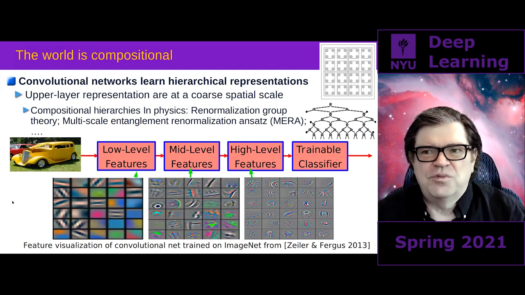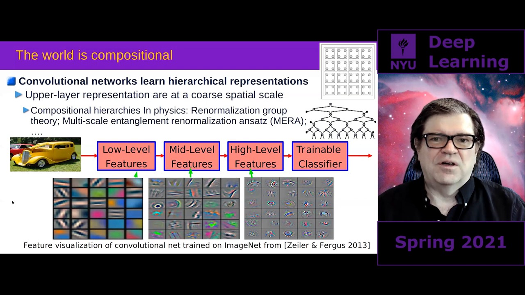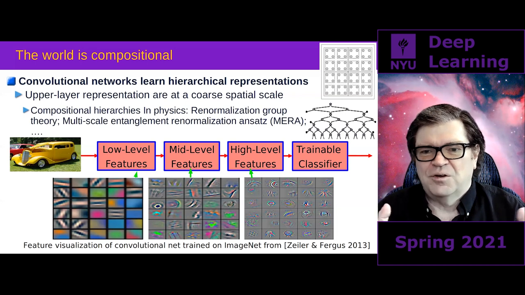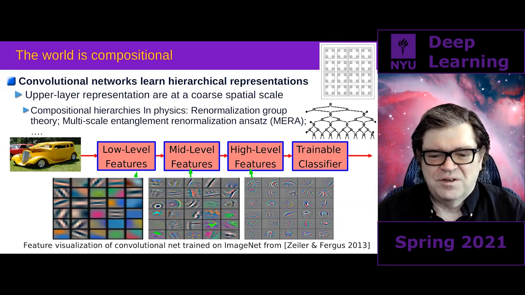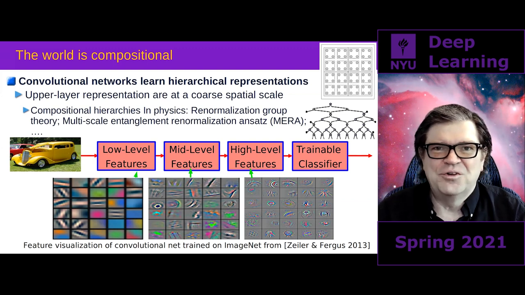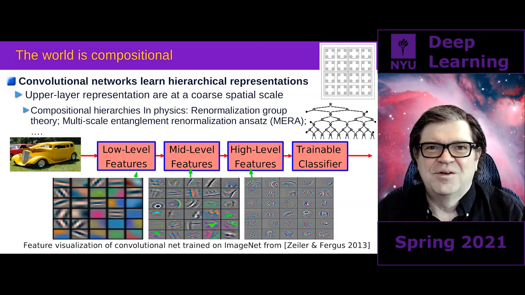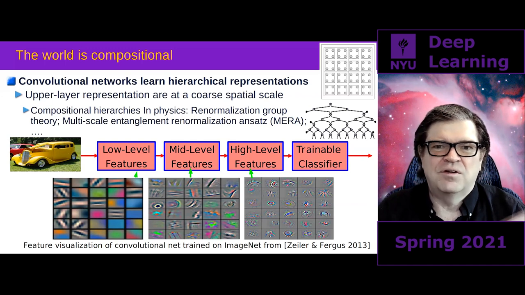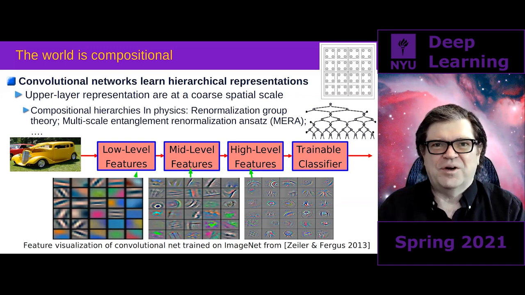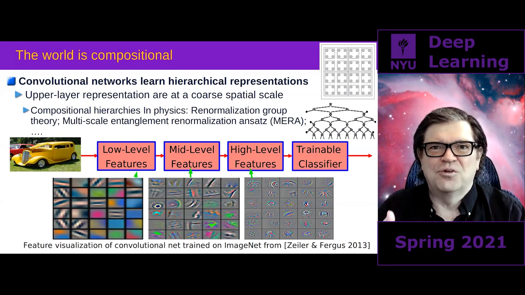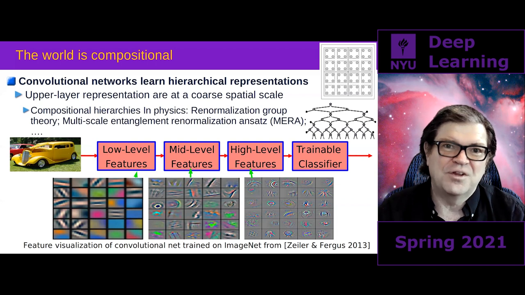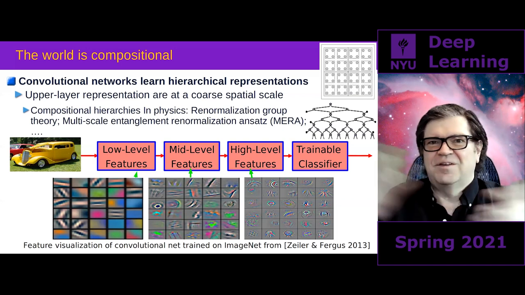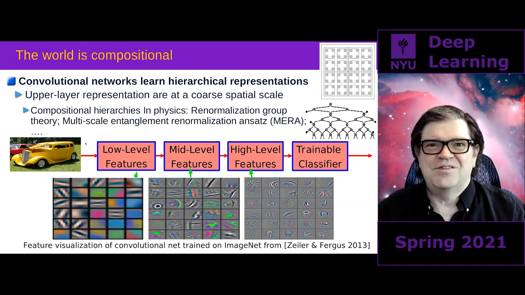And this is appropriate for natural data because the world is compositional. In physics, it's clearly the case. We have elementary particles at the low level, or even strings at a lower level, although that's not verified, but let's say elementary particles like quarks and bosons. And those assemble to form other particles like neutrons and protons. And then those assemble to form atoms, and then molecules and then materials. And then parts of objects, collections of objects, planets and scenes and things like that.